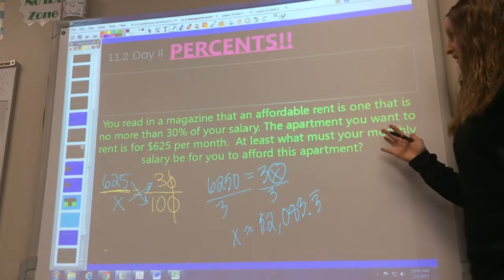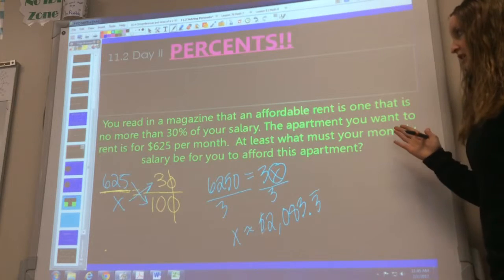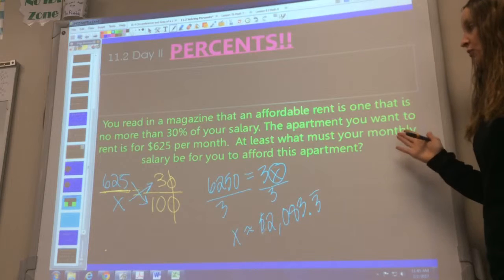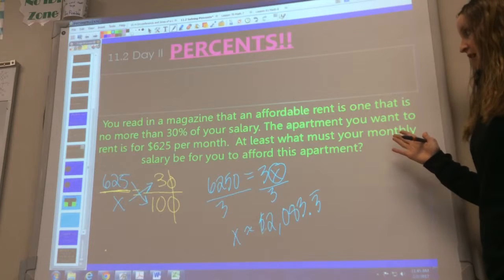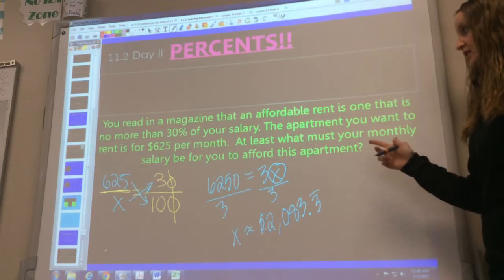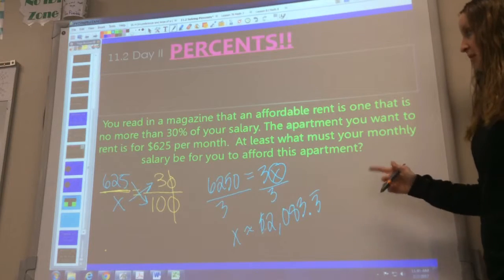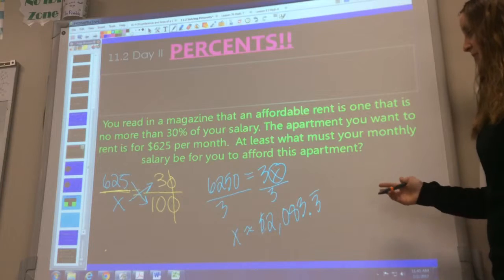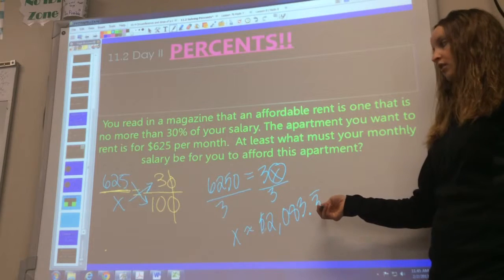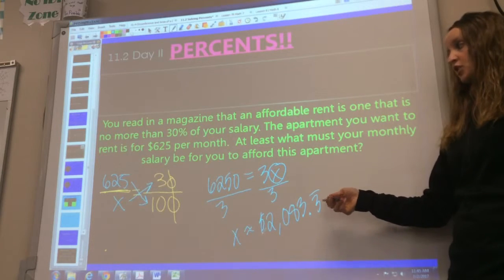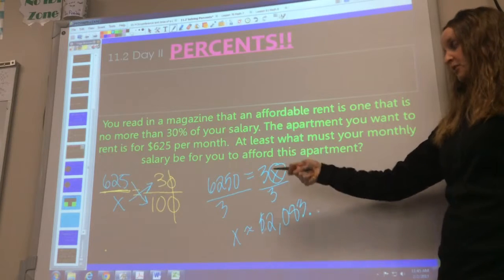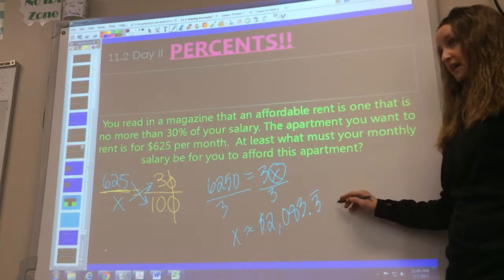And let's just see what this is talking about again. You read in a magazine that affordable rent is one that is no more than 30% of your salary, okay? The apartment you want to rent is $625 per month. At least, what must you make monthly so you can afford this apartment? Now, so our rent isn't over 30%. How much should we make, actually?